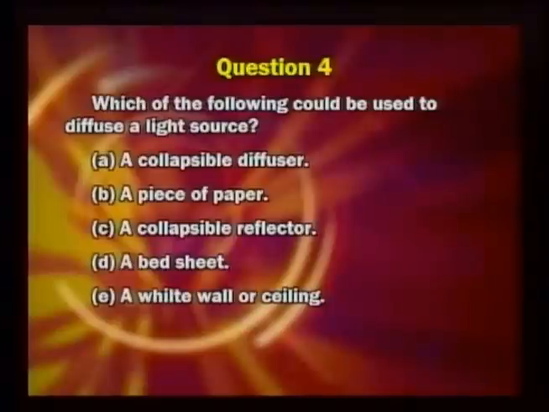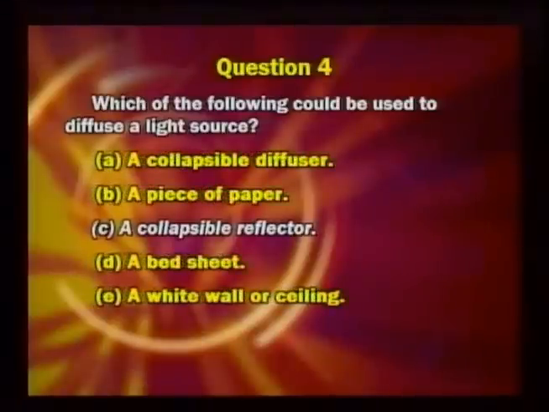All right. Well, let's see what we got. A, B, D, and E, and then I put C in italics because you could actually use a collapsible reflector to diffuse a light source. Remember last week I said anytime that light reflects off of an object that's not metallic, it diffuses that light source. So if you have a reflector that's actually white, you could use that as a diffuser by bouncing light off of it. So not really the primary purpose, but you could do it. So just about anything could be used for diffusing a light source.